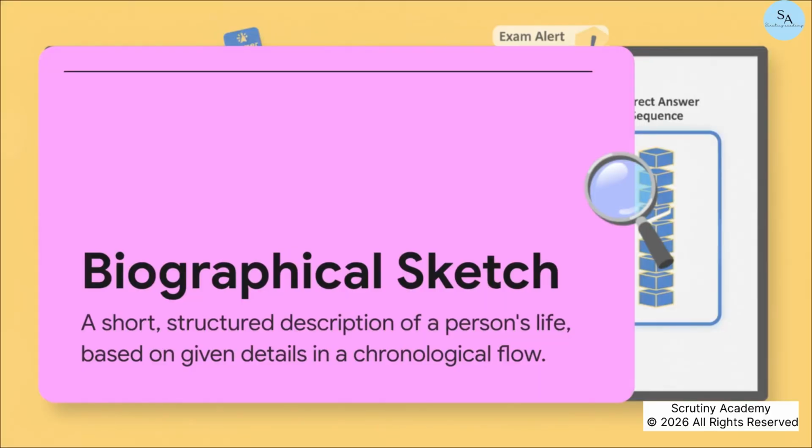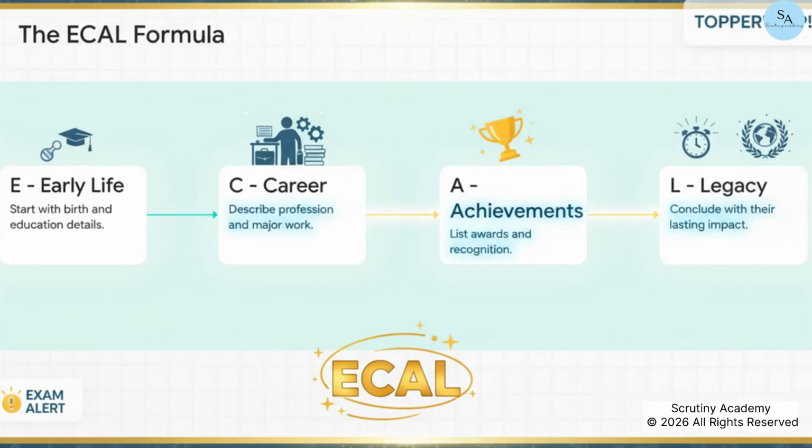Okay, so what even is a biographical sketch? Just think of it like a mini biography, a quick story of someone's life. But here are the two magic words you need to remember: structured and chronological. You're not just dropping facts onto the page. You're telling a story that makes sense from beginning to end. And this is where it gets really good. To get that perfect structure, we're going to use a super simple but really powerful formula. I call it E-C-A-L. That's E for early life, C for career, A for achievements, and L for legacy. Seriously, this is your secret weapon, your roadmap to getting a perfect score.